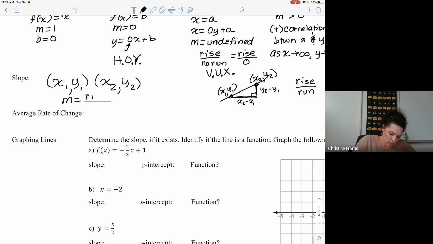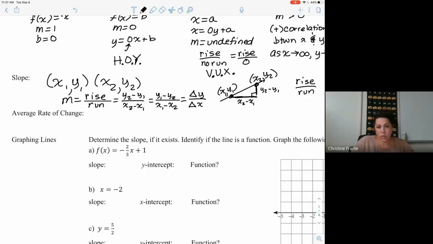Formulas for slope. My preference is not rise over run, is not y sub 2 minus y sub 1 over x sub 2 minus x sub 1, or y sub 1 minus y sub 2 over x sub 1 minus x sub 2, because you can also do that. My preference is change in y over change in x. Delta y over delta x.